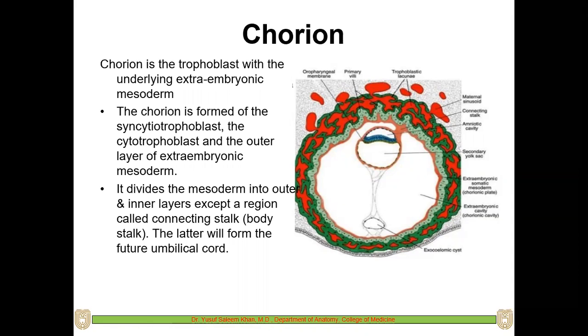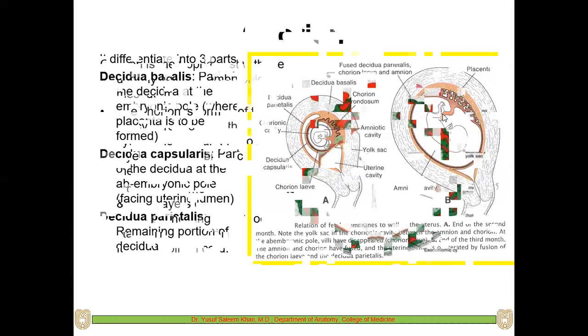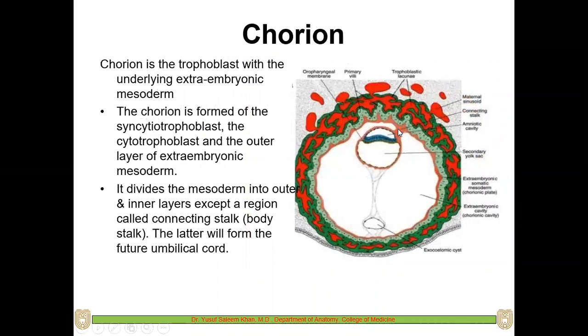It divides the mesoderm into an outer and inner layer, except a region called the connecting stalk, the body stalk. As we have seen, this is the connecting stalk. The latter will form the future umbilical cord. So this connecting stalk will later form the umbilical cord, as you can see here. Here there was no umbilical cord; now it has developed into an umbilical cord from this connecting stalk.